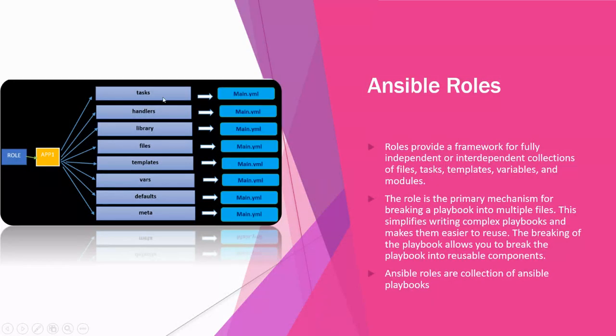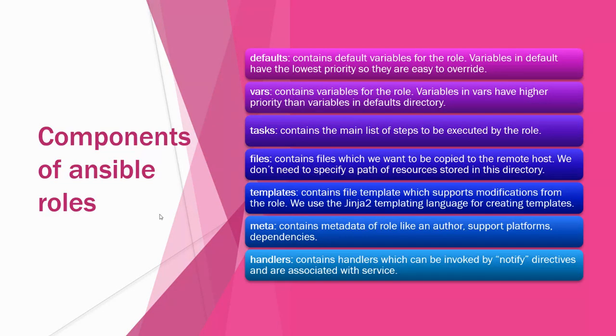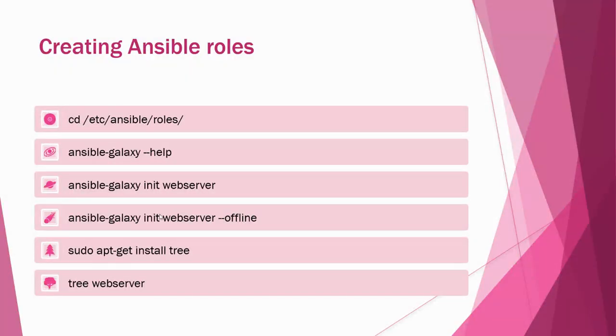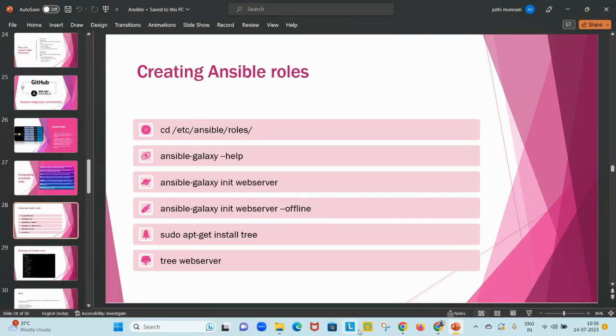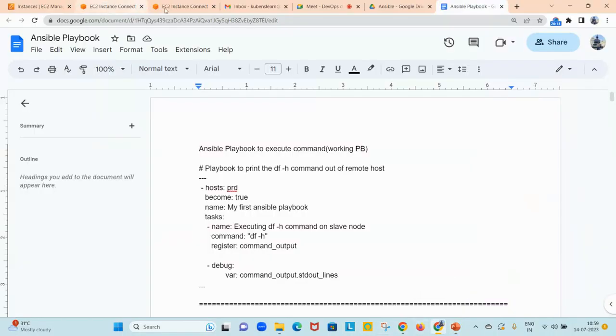So usually the role will consist of these kinds of components. It will have tasks, handlers, libraries, files, templates, variables, defaults, and meta. Now, before seeing what these are, what defaults and variables contain, and what task files are, I'm thinking that we will directly jump in and try to create a role. Okay, so let us go to the master node.